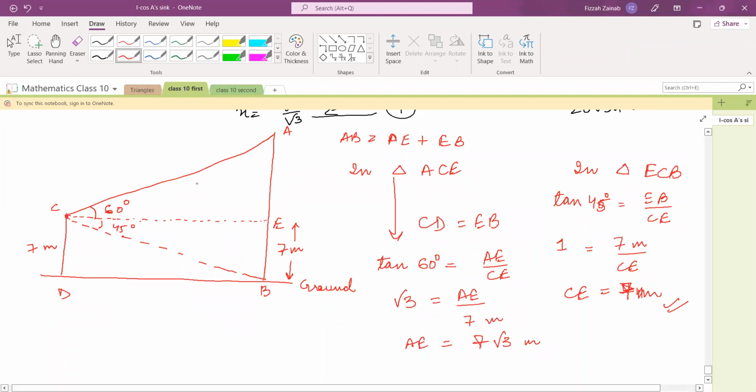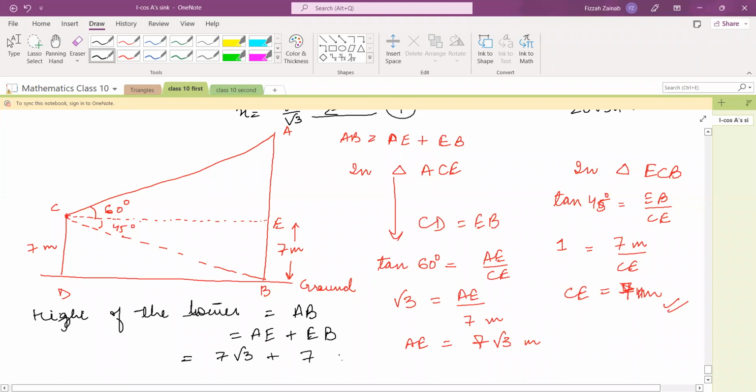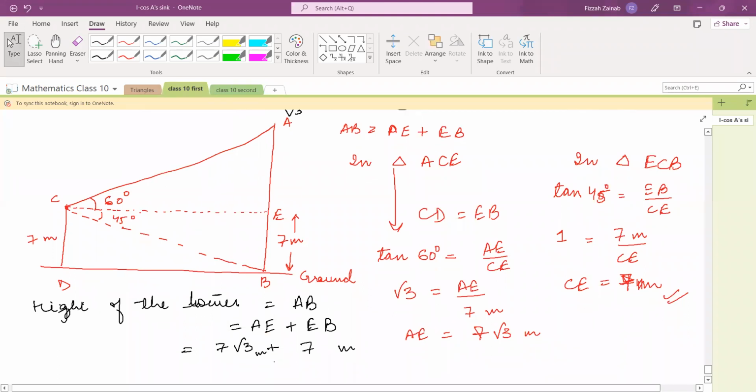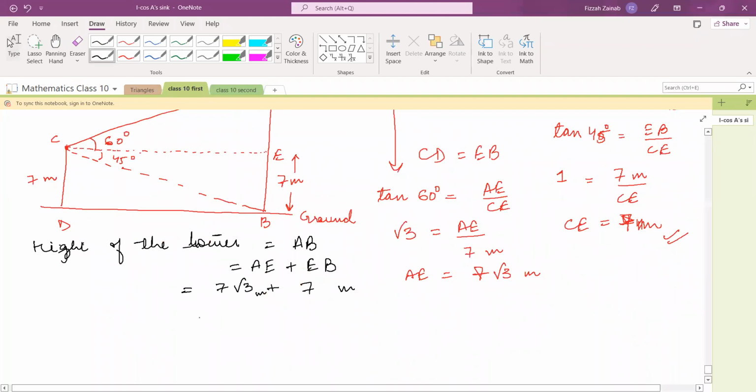Now I'm interested in the total height of the tower. So height of the tower is AE plus EB, actually complete AB, which I can write as AE plus EB. And AE I have found 7 root 3 plus EB is 7 meters. This is also meters. So you take 7 common and then under root 3 plus 1 meter.